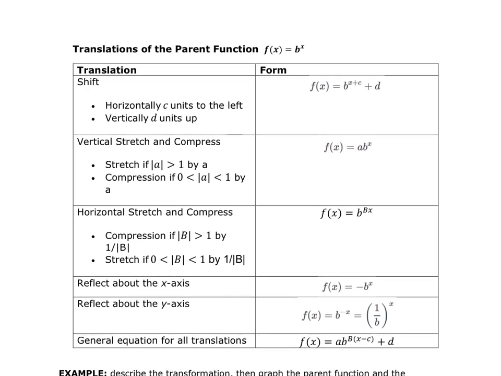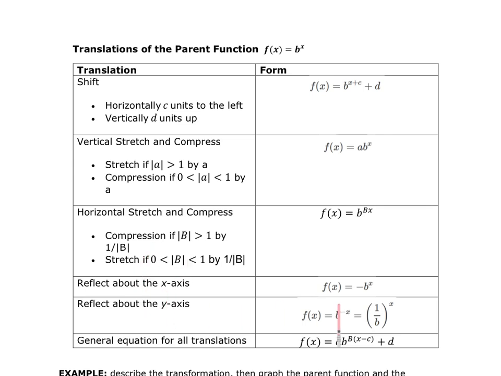So here's kind of a wrap-up of what it looks like in terms of the parent function, where c is going to go left or right, d is going to go up or down. If my coefficient's absolute value is greater than 1, it's a stretch. If the absolute value is less than 1, it is a shrink in the vertical direction. And the compressions in terms of the horizontal is always the reciprocal.